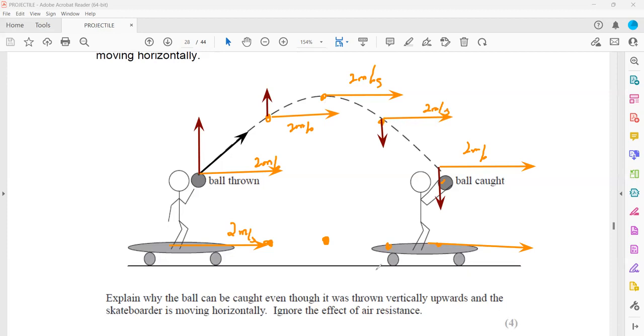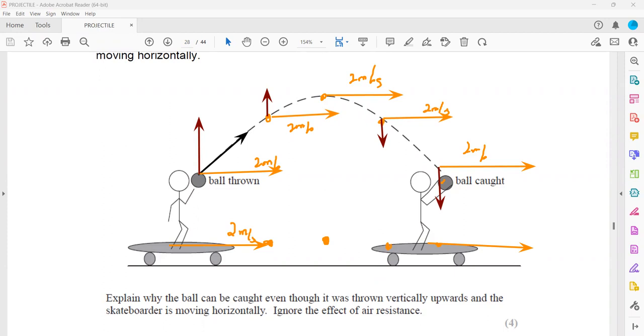So the points which you should mention: first, you will always get 1 mark when you mention that the horizontal and vertical components are independent of each other, they do not depend on each other. The second mark: the horizontal component of the ball is the same as the horizontal velocity of the skateboarder. Then, because they have the same horizontal speed, the ball will always cover the same distance as the skateboarder's horizontal distance, or the ball will always remain at the top of the skateboard at any point.